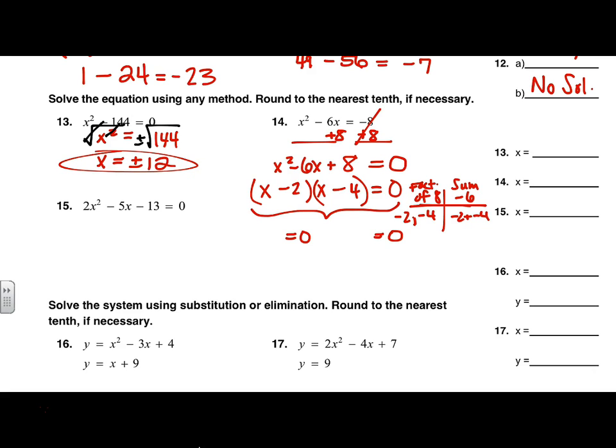Negative 8 plus 8 is 0. Look, negative 8 plus 8 is 0, right here. Okay, negative 8 plus 8 is 0.